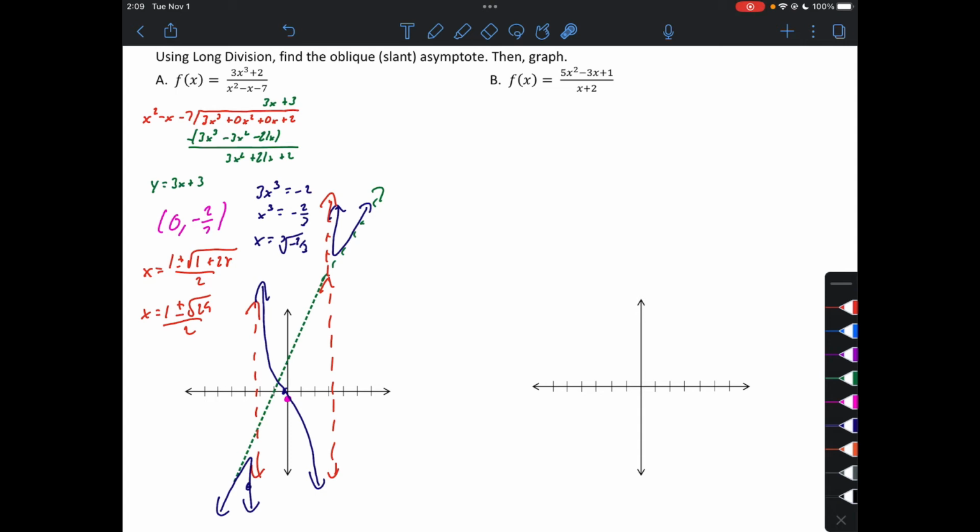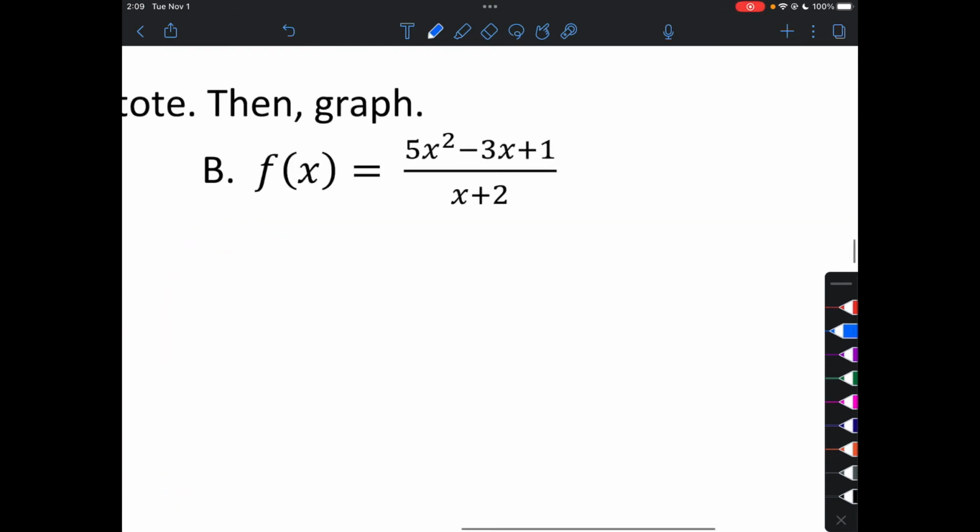Okay, let's take a look at B. And let's try to find the oblique asymptote for this one. How do I know it's oblique? Again, this is the second power, this is the first power, so I know this is oblique.